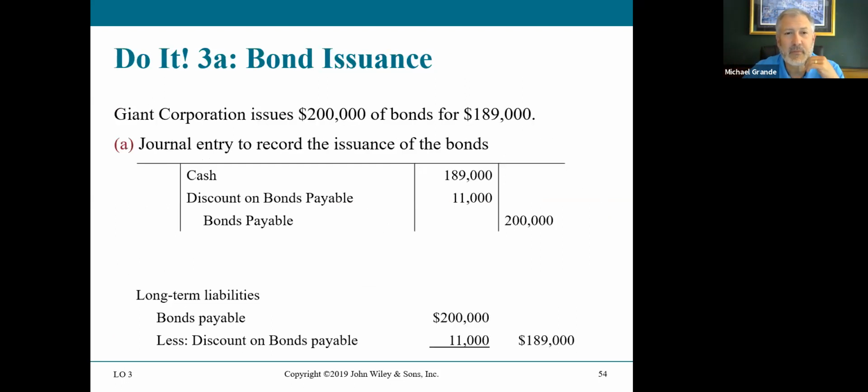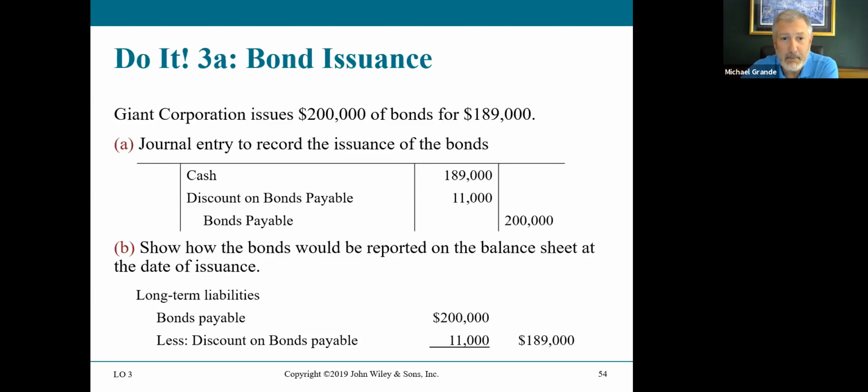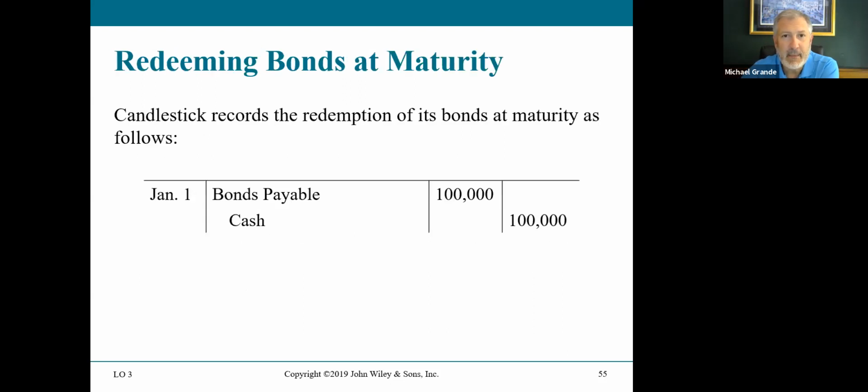Here's an example. Giant Corporation issues $200,000 of bonds for $189,000. The journal entry to record the issuance of the bonds is as follows. So they didn't tell you it was a percentage of face, they just told you it was for 189. That's the journal entry to record the transaction. This is what it looks like on the balance sheet. Candlestick records the redemption of bonds at maturity.